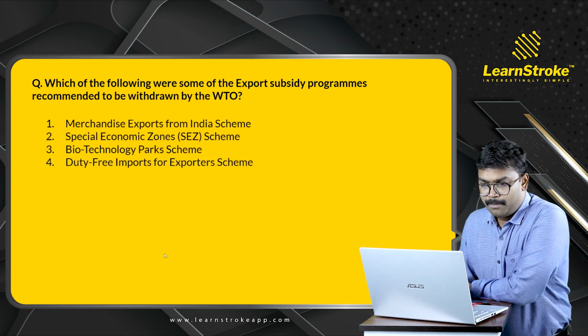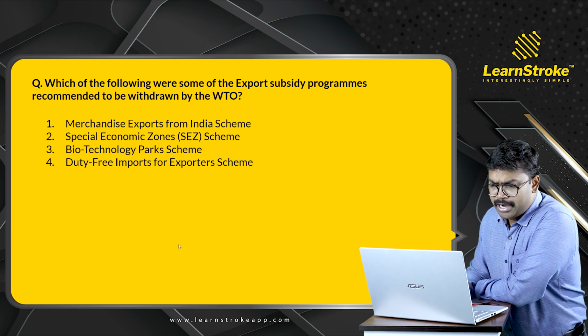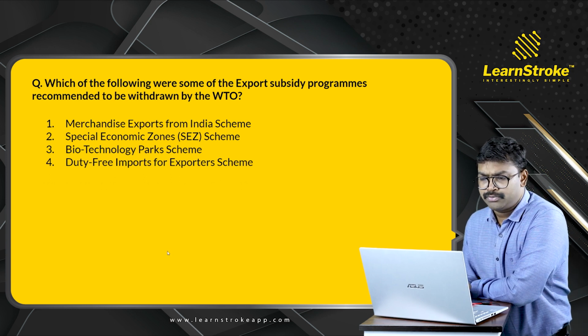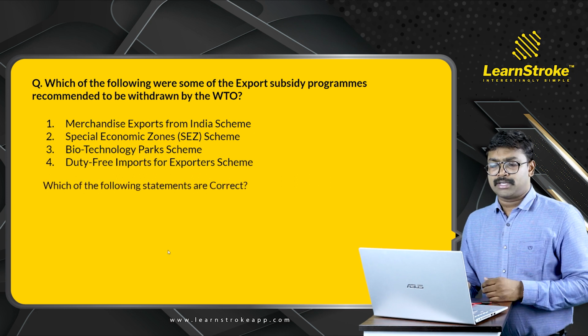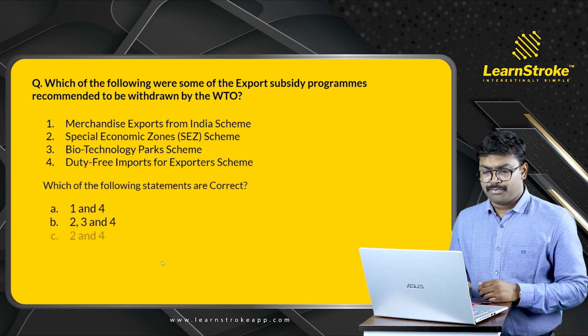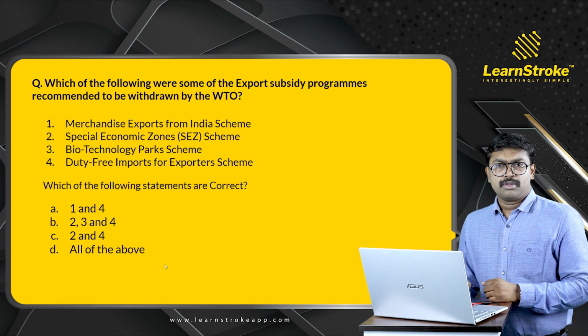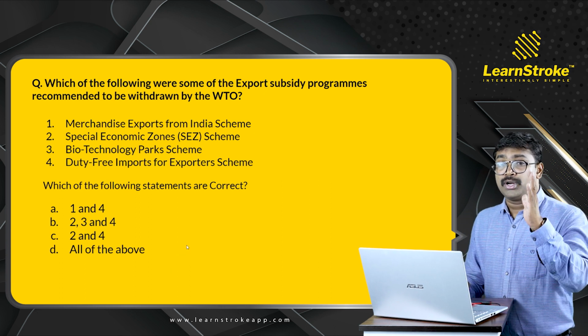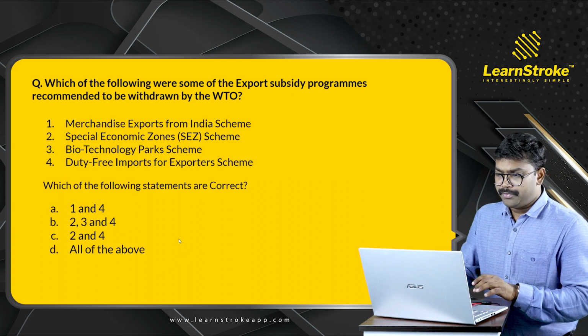4 options: merchandise exports from India scheme, special economic zone scheme, biotechnology park scheme, duty-free imports for exporters. Which of the following statements are correct? You have the options 1 and 4, 2, 3, 4, 2 and 4, all of the above. Very much current affairs and very much related to economics. How many will get it right?